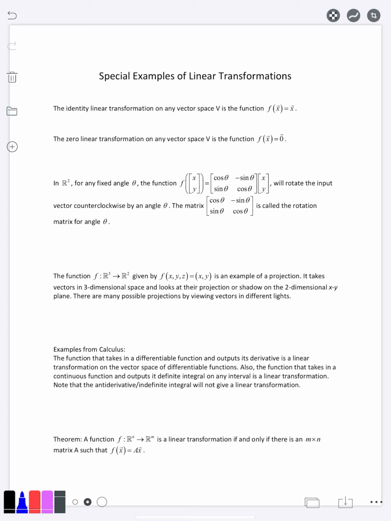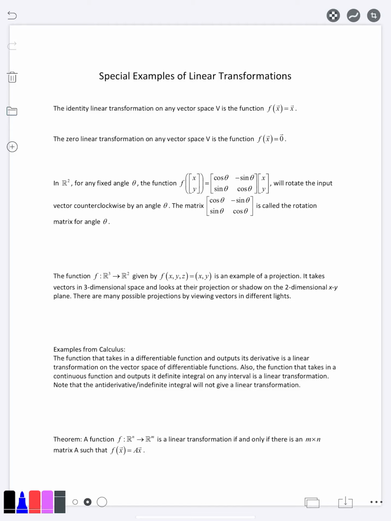In this video, we're going to go over some special examples of linear transformations that we will either use in examples later on, or things that you may have seen before and now we can identify them as linear transformations.